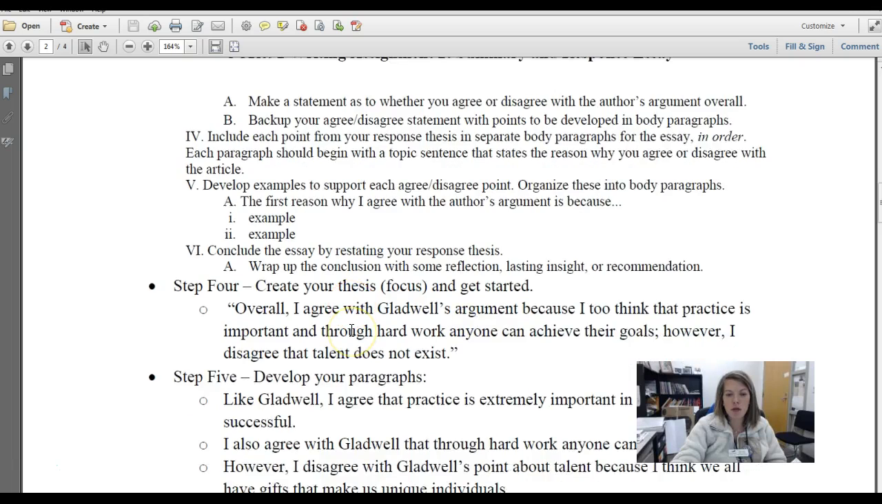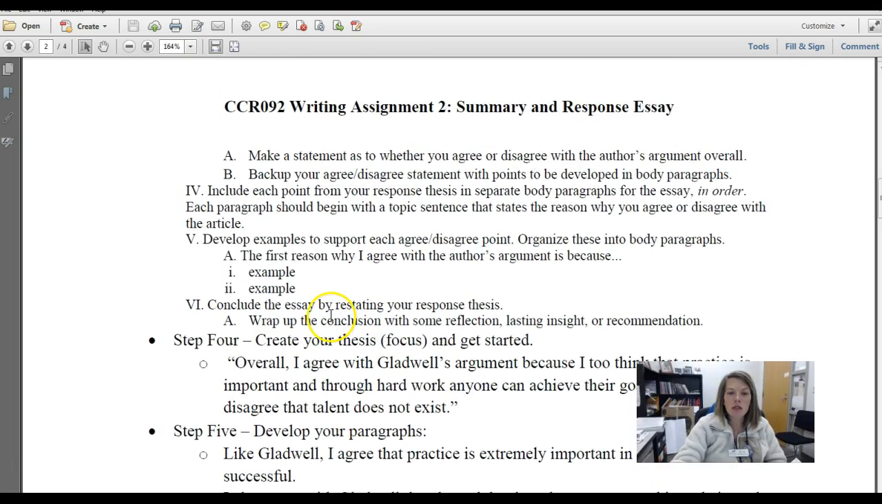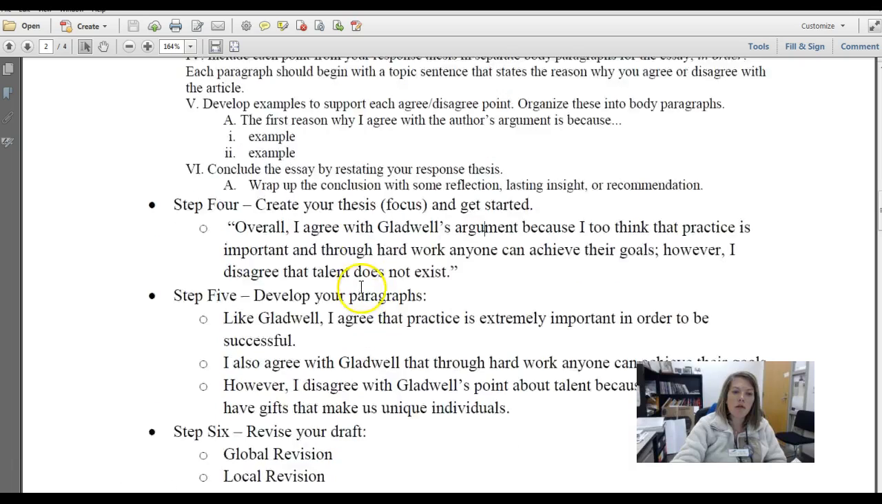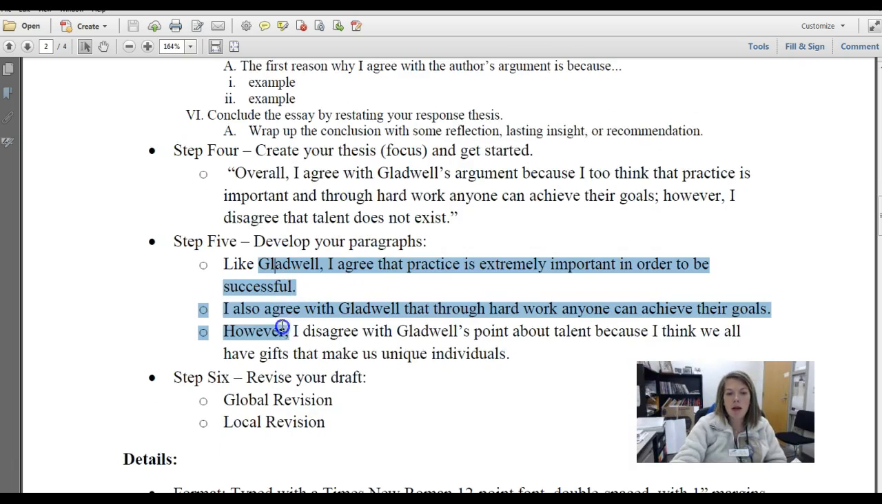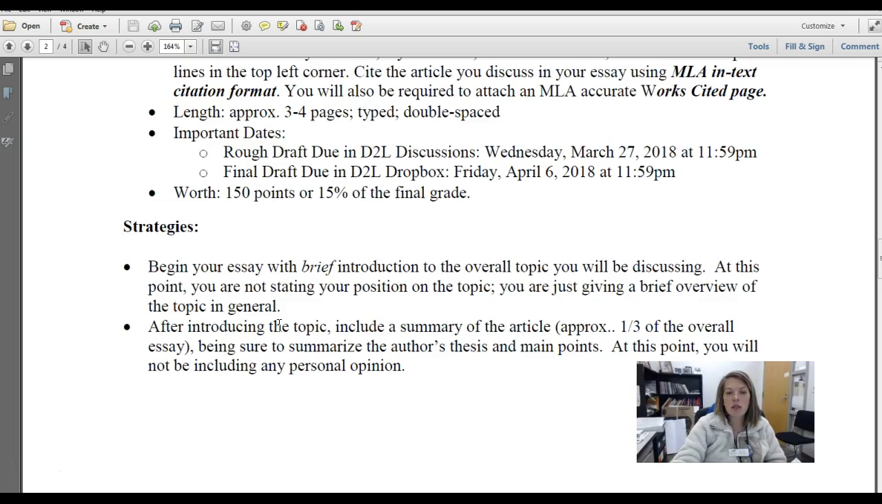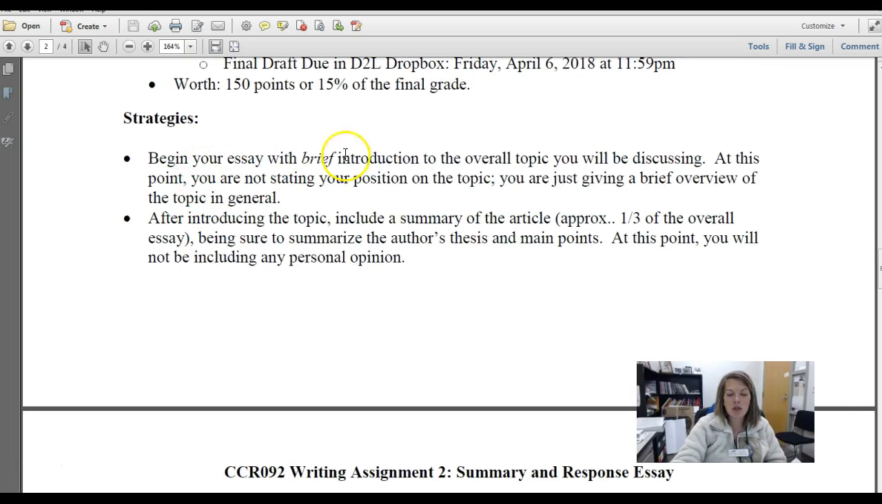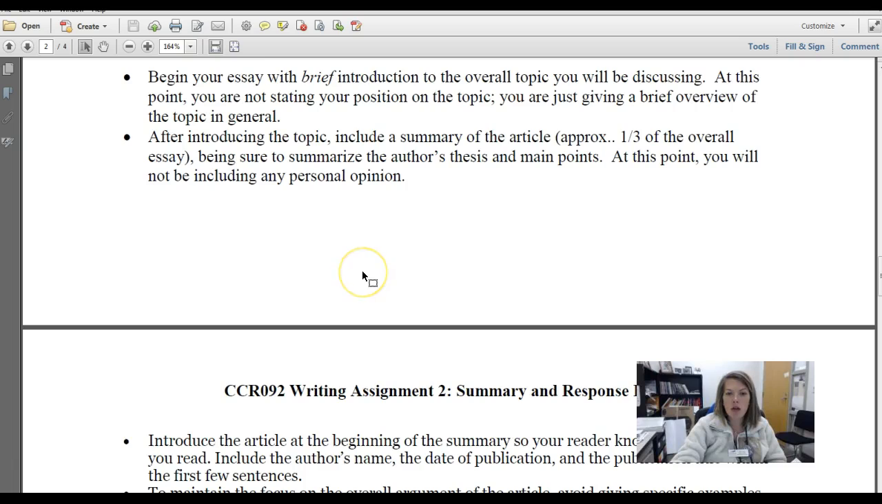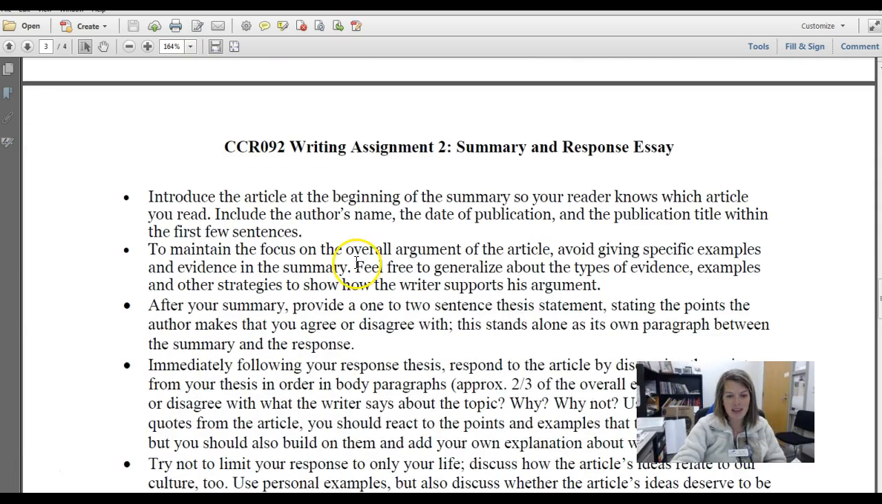And these could come from your own personal life, as I've said, and from the article itself, and then wrap up with a conclusion. So once you have those ideas for what your response points are going to be, you can solidify them into your thesis: agree, disagree, or agree and disagree, or whatever it might be. And then again, make sure you have strong topic sentences for each of those. You can see that broken down in the strategies section as well. So again, your summary should just be about a third of the essay, not the entire essay.